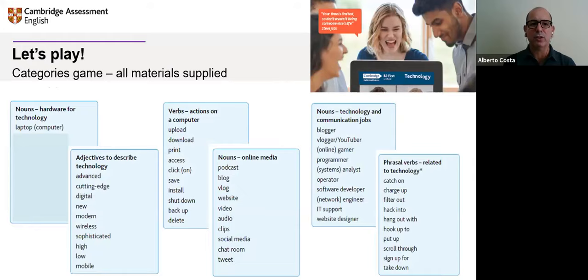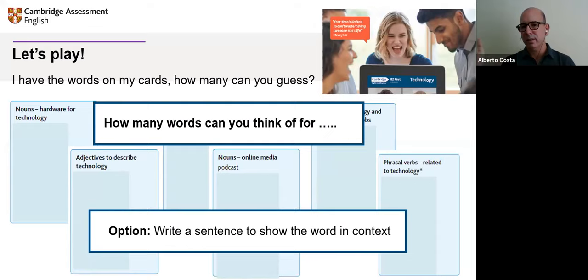One of them is the categories game, where you can have cards with a number of words, so learners can put words in different categories. You can use the cards as well to ask the learners to consider how many words they can think of for X, Y, Z, and then they can try and find which words you have on your card. Also, you can have the option to get them to write sentences to practice those words in context. So lots of ideas you can find there, as well as lesson plans.